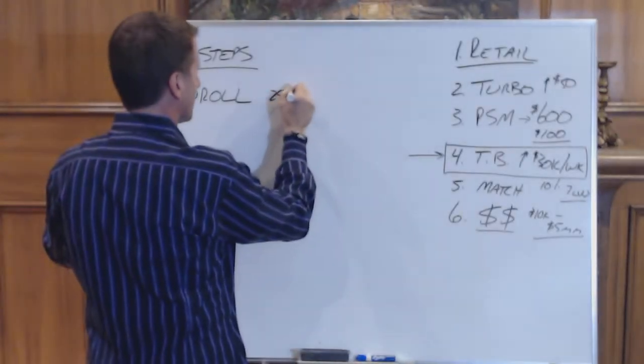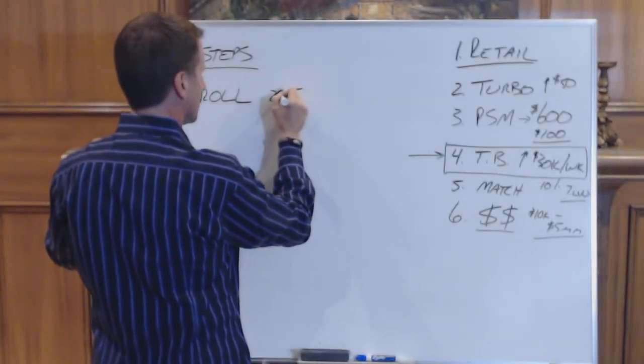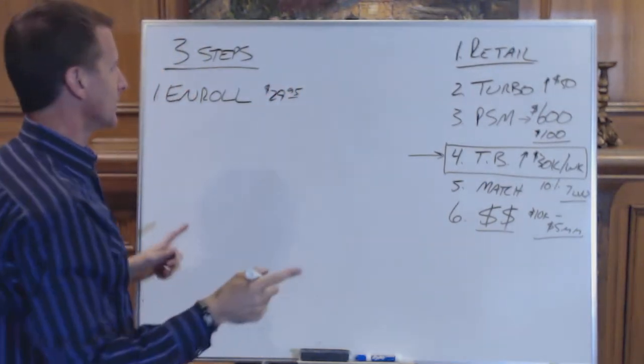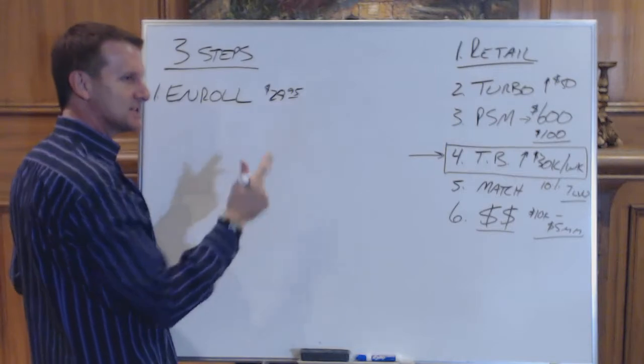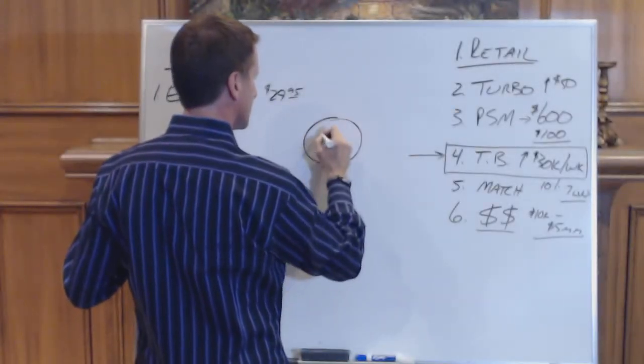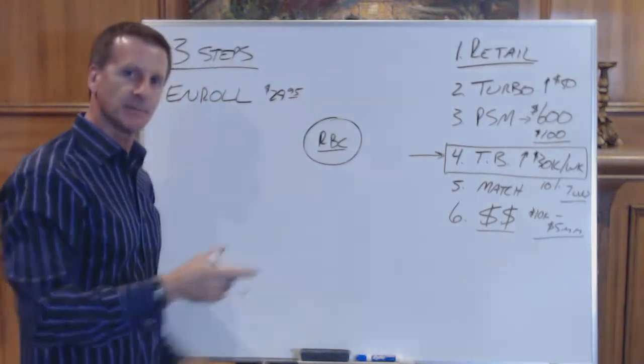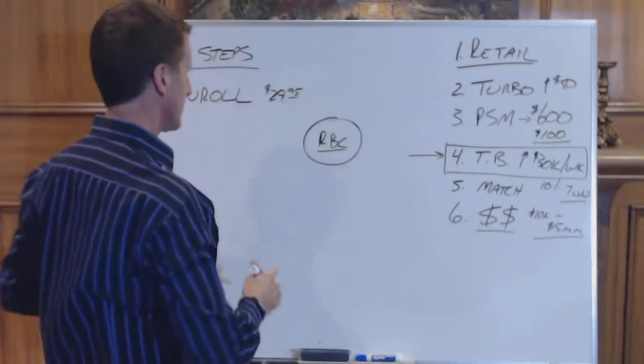I believe it's $29.95, it's either $29 or $29.95 in Ghana. Casey and Mark will be able to clarify that. I don't have that final number with me, but it's $29 or $29.95. When you enroll, that will create a retail business center, an RBC. That's the position within the compensation plan.